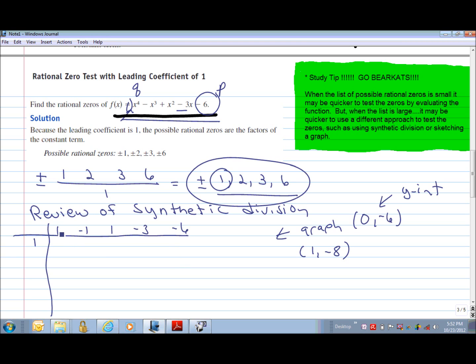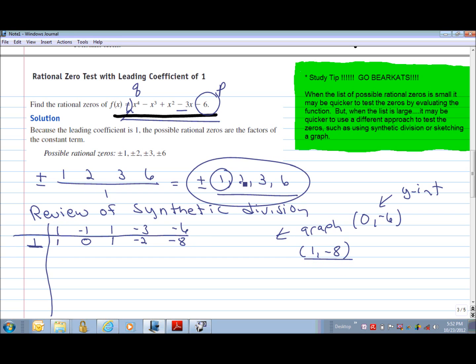So I would have to think in my head, bring down this 1. 1 times 1 is 1, and 1 plus negative 1 would be 0. 1 times 0 is 0, plus 1 would be 1. 1 times 1 is 1, plus negative 3 is negative 2. And 1 times negative 2 is negative 2, and negative 6 is negative 8. Okay, and so we got that one ordered pair.